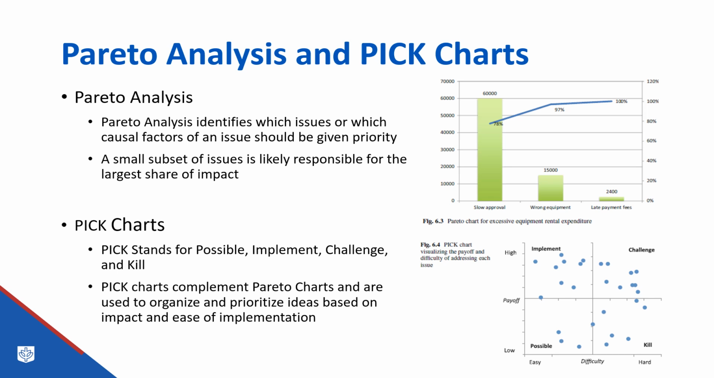And then there's also pick charts, and pick stands for possible, implement, challenge, and kill. Pick charts complement Pareto charts and are used to organize and prioritize ideas based on impact and their ease of implementation. And you can see on the right here essentially how that would work. On the x-axis, you have difficulty, and on the y-axis, you have payoff. So you can make a determination on whether it should be implemented, or you should stop that project.